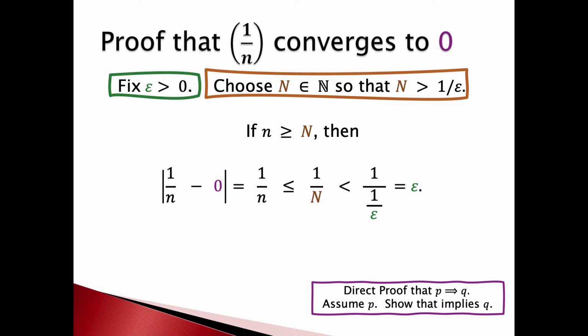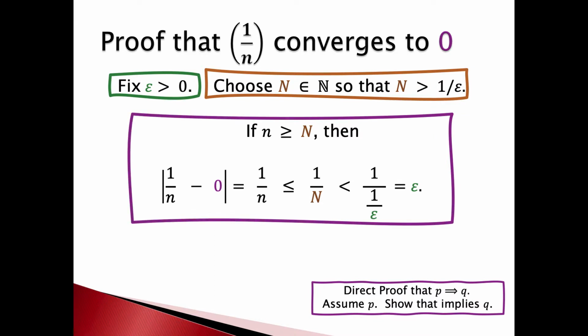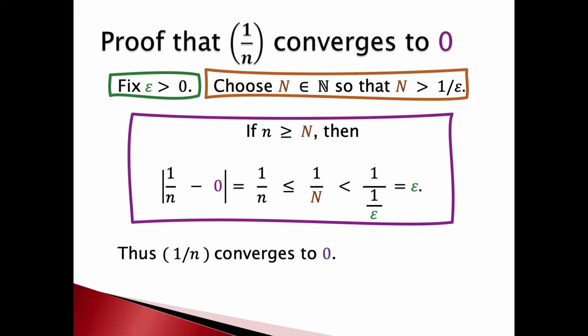And of course, I can simplify that, right? 1 over epsilon just flips and you get epsilon at the end. And there's my Q, right? The distance between 1 over n and 0 is less than a whole bunch of stuff, less than, and finally we get to epsilon. So all of that is a proof of the implication part, that if n is bigger than or equal to capital N, then the distance from Sn to 0 is less than epsilon. So finally, all those three pieces together proves that 1 over n converges to 0.